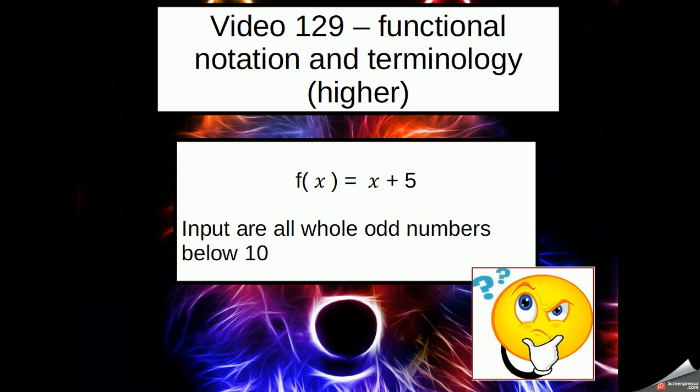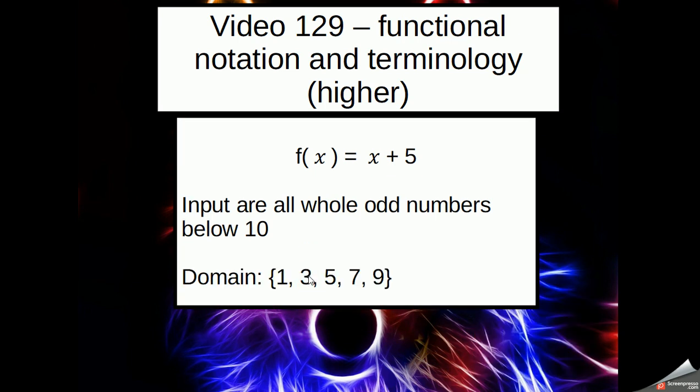So, for instance, by here, we've got the function of x is equal to x plus 5. So when x is inputted, the function adds 5 onto the x to give out an output of x plus 5. And we're saying that the input is all the whole odd numbers below 10. So the domain is 1, 3, 5, 7, and 9. Notice how I've represented them as a set.